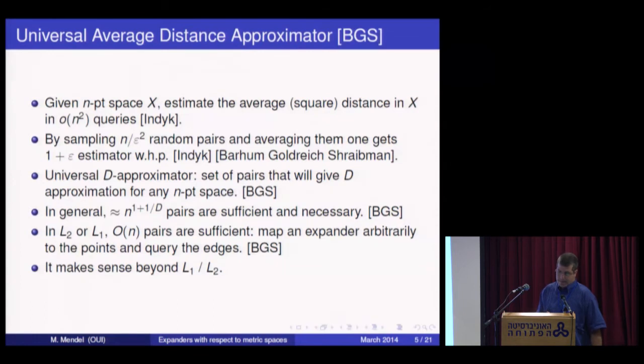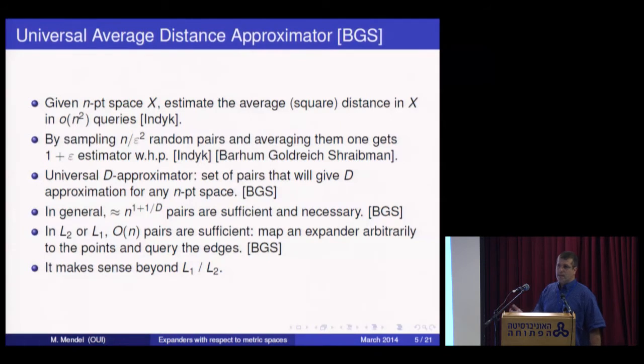They show that there are universal approximators with n to the power of 1 plus 1 over d pairs or edges. And in general, this is also necessary. But in some classes of metric spaces, you can do better. So for example, in L2 and L1, they show that you can use only a linear number of pairs. And the solution is quite simple. And it's the same approximate equality that I showed.